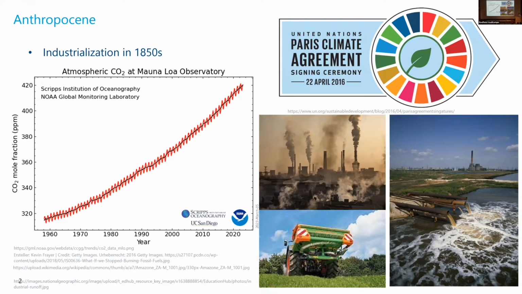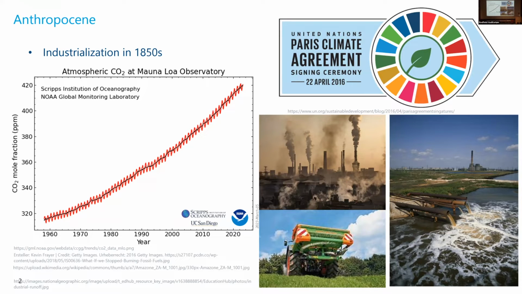So as our session name indicates already, we are talking about marginal seas in the Anthropocene. And when we talk about the Anthropocene, we are talking about the time after the industrialization in the 1850s. During this time, we observed an increasing atmospheric carbon dioxide concentration. In particular, in the last 16 years, we observed an increase of CO2 in the atmosphere of more than 100 ppm. And in order to tackle global warming down to 1.5 degrees, as an aim of the Paris Climate Agreement of 2015, we have to reduce and also mitigate anthropogenic CO2.